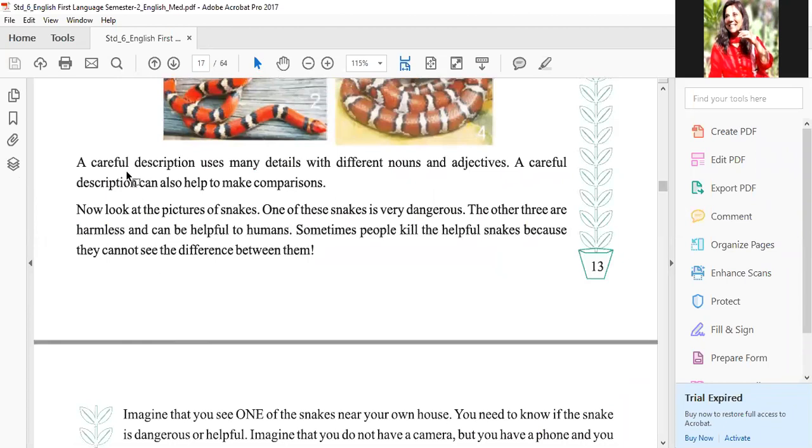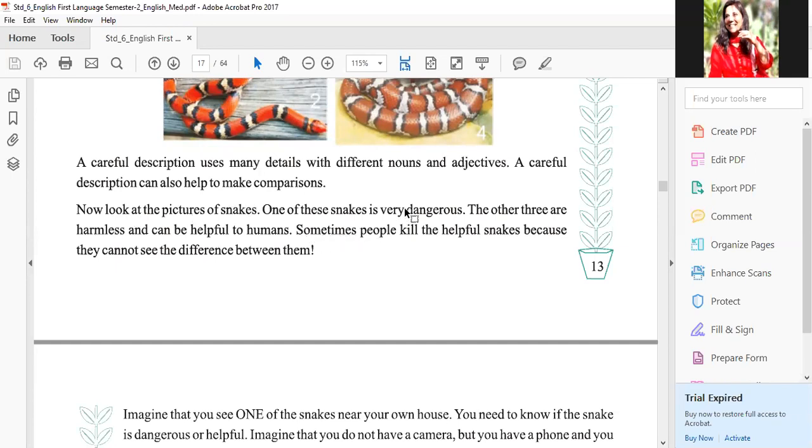Here it is written, a careful description uses many details with different nouns and adjectives. A careful description can also help to make comparison. And I told you about all these four snakes. What was I doing? I was describing the snakes. And so carefully, in great detail, I gave you the whole description from colors to inches, right? Describing everything. Now look at the pictures of snake.